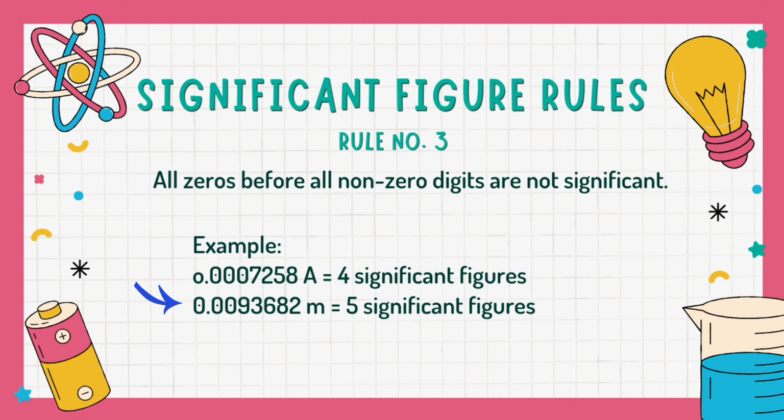Example 2. There are only 5 significant figures for the same reason. Only 9, 3, 6, 8, 2 are significant because they are non-zero digits also.